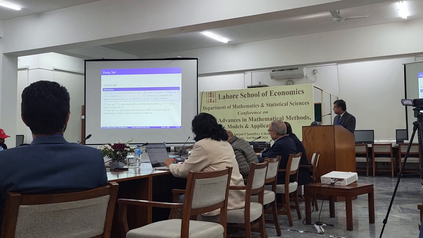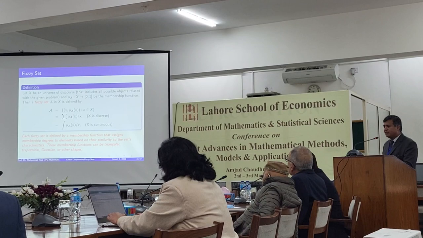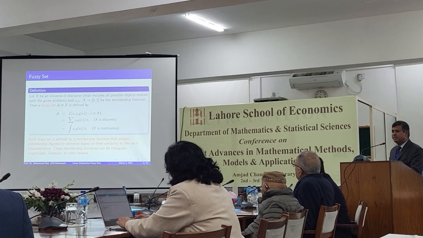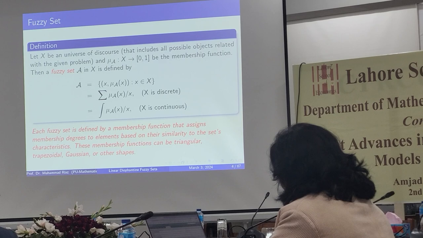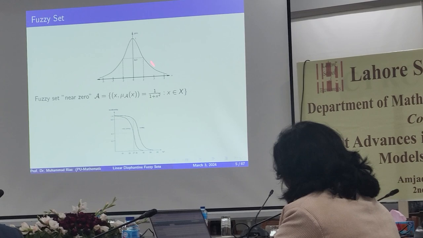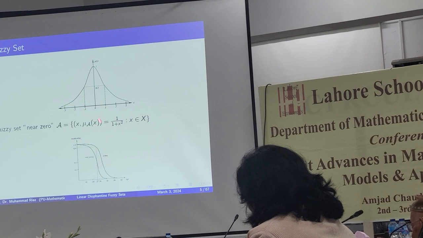The fuzzy set can be written in three different forms. It can be written in the form of a set. It can be written in the form of a series, if X is discrete. It can be written as an integral if the membership function is a continuous function. For example, here we have a normal curve defined by mu of x equal to 1 over 1 plus x squared. So this is a normal curve. In fact, this is a fuzzy set.